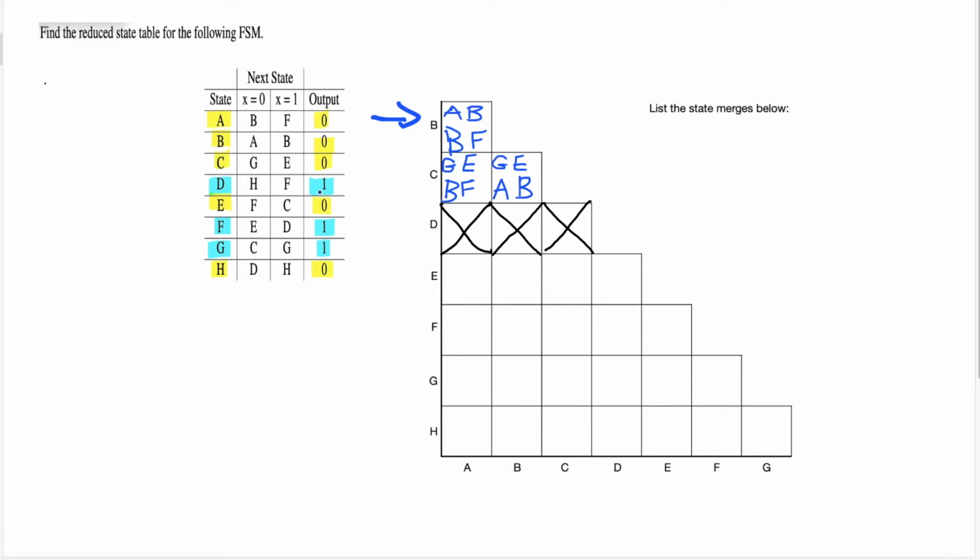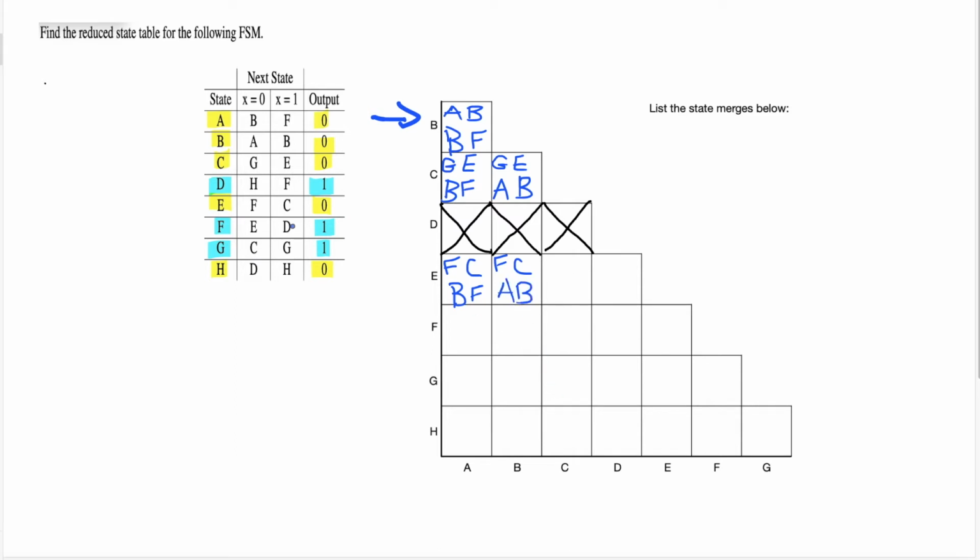Now when we get E and A, we see that they are the same color, so we write down the same thing. For E horizontally, we have FC as the next state values. So we're going to write an FC over here, and then for A, we're going to write BF at the bottom. For EB, we see that they're the same color. So for E, we're going to write FC at the top, and then for B, we're going to write AB at the bottom.